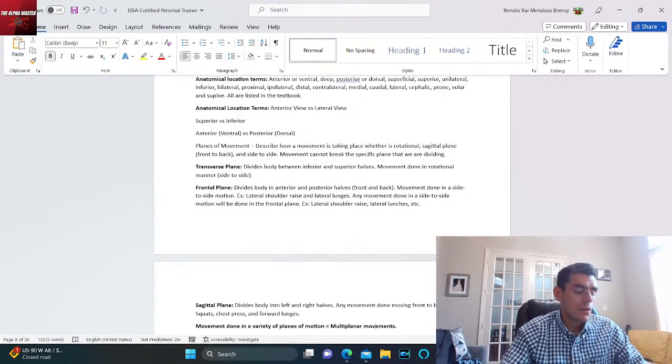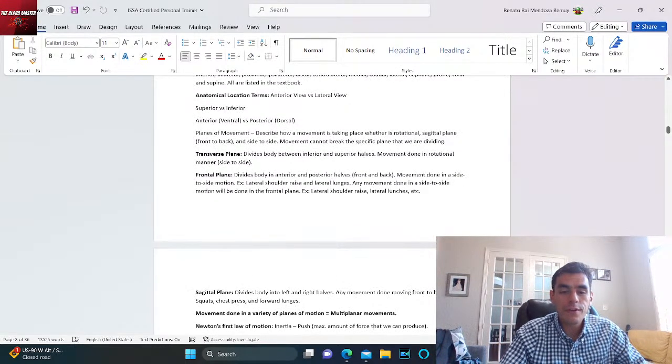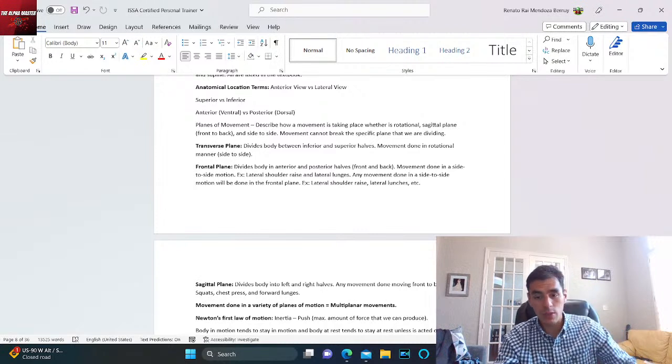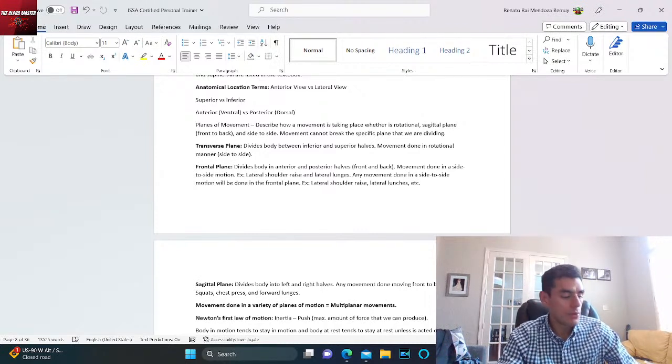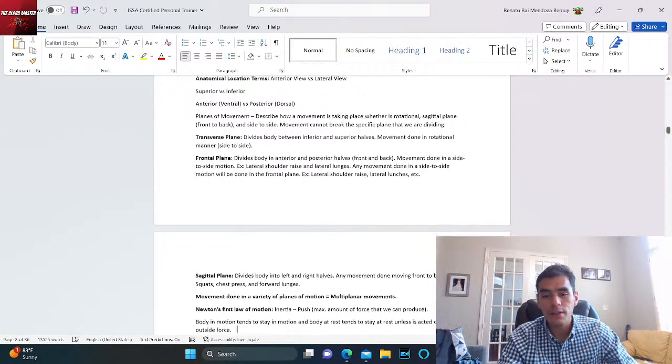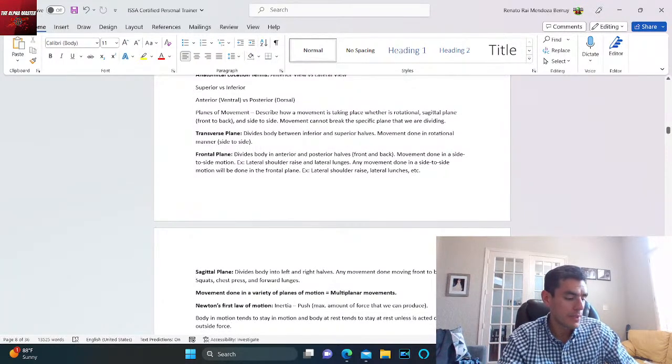Newton's first law of motion: you have three laws. The first law of motion is inertia, the push, the maximum amount of force that we can produce. A body in motion tends to stay in motion and a body at rest tends to stay at rest unless it is acted on by an outside force.